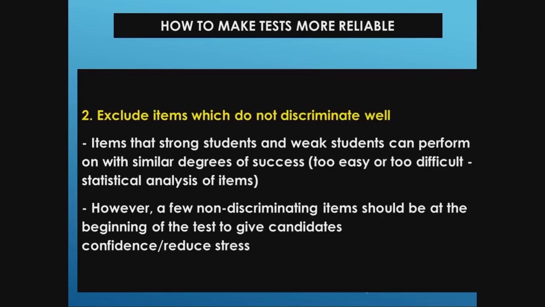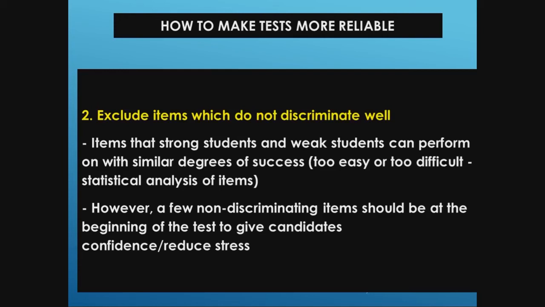Second, exclude items which do not discriminate well. Here we talk about the discriminating ability of items. If strong students and weak students can perform with a similar degree of success, we can say that the items do not discriminate well. Weak students can do it, strong students can do it, then these items may be too easy or too difficult. Too easy, everybody can do it, or too difficult, nobody can do it. So these items should be excluded from the test.